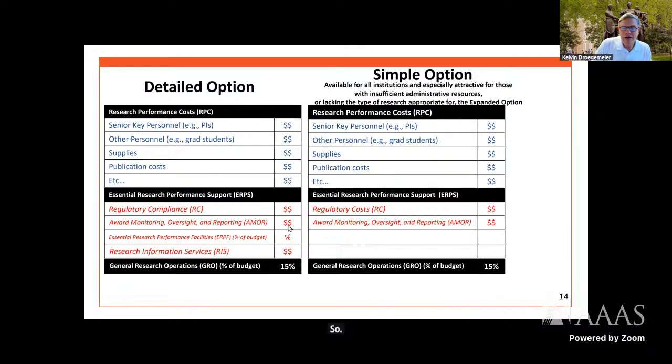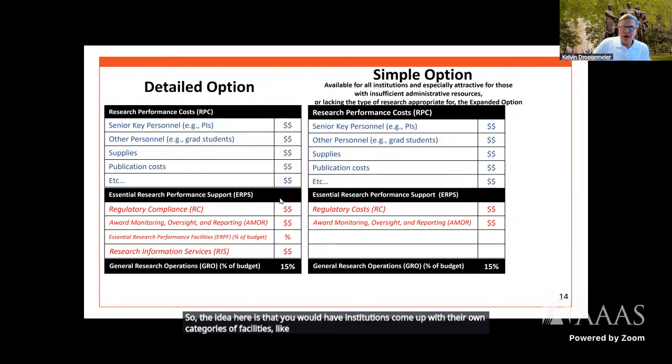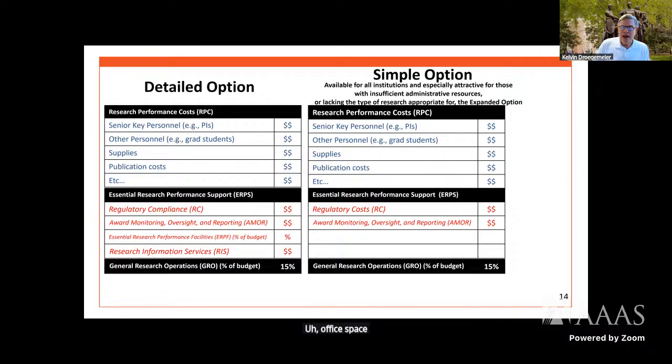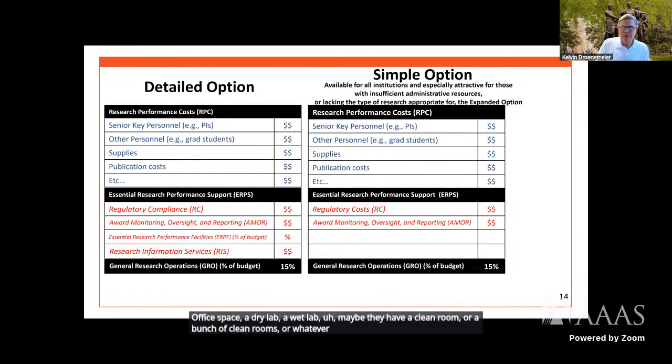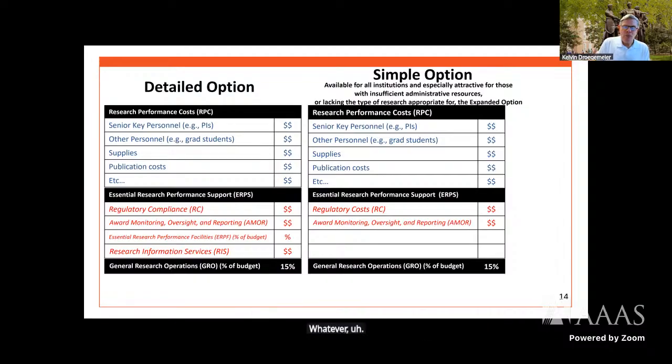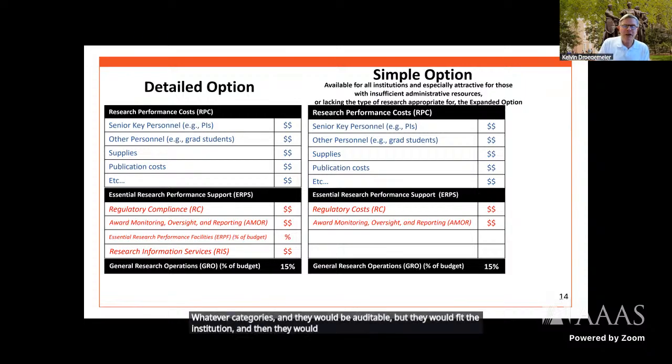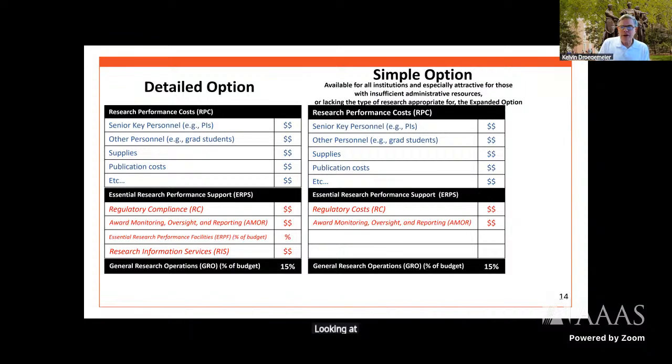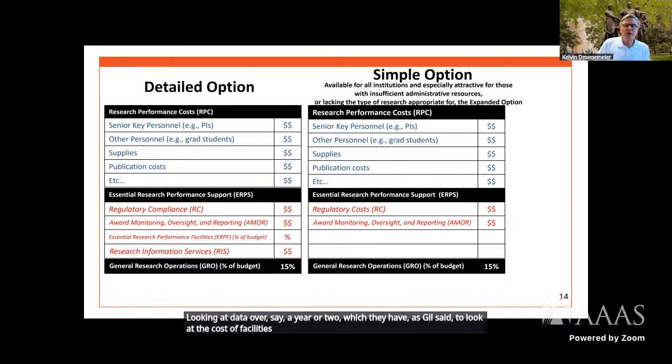So the idea here is that you would have institutions come up with their own categories of facilities, like say office space, a dry lab, a wet lab. Maybe they have a clean room or a bunch of clean rooms or whatever, any kind of facility, biosafety lab, whatever categories, and they would be auditable, but they would fit the institution. And then they would do this actually looking at data over, say, a year or two, which they have, as Gil said, to look at the cost of facilities and then just do this as a percentage of the budget.